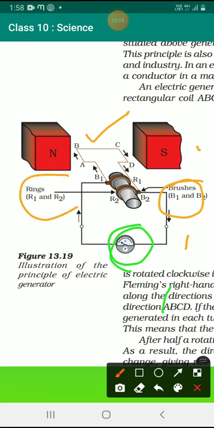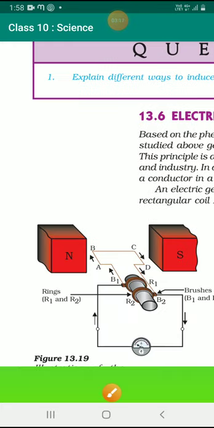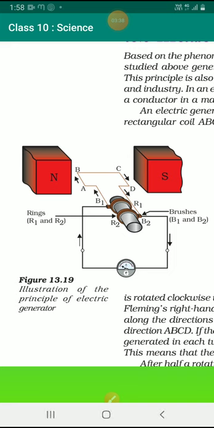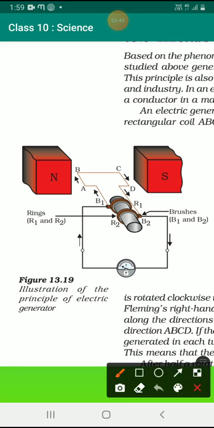R1, R2 are the rings. The major thing is that in the motor, R1, R2 were split rings, meaning half rings, but in the generator, R1, R2 are full rings, not half rings. They are complete rings. And this diagram is very important for a 2 mark question.